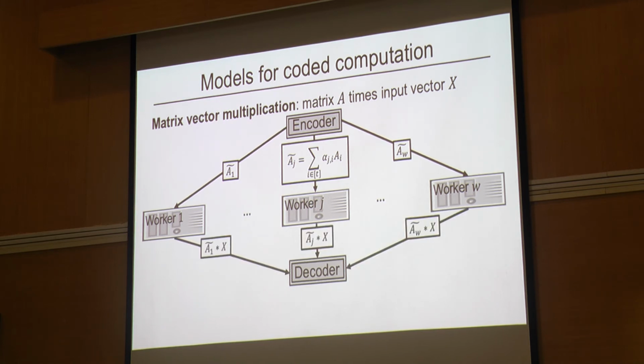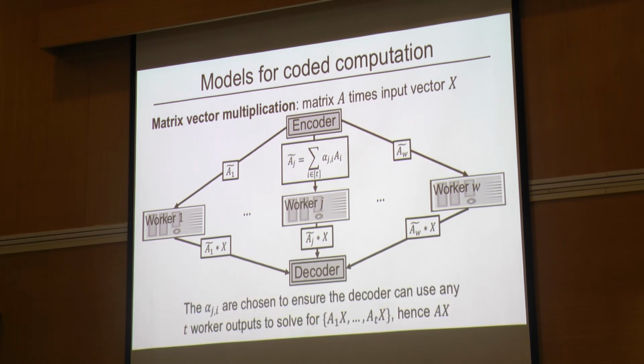Okay, so now worker i will do ai tilde x and send it to the decoder. Typically the encoder and decoder are at one machine. So this is like a master machine. You have a master and you have workers. The master will spawn out the tasks and then collect back the results, and it will do the post-processing as well.